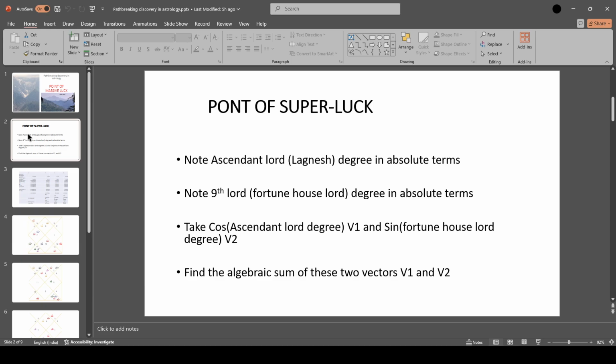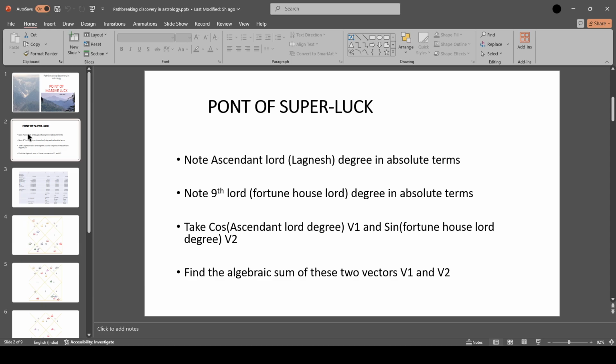For finding out the point of super luck, you have to note the ascendant lord degree. It's the Lagnesh degree in absolute terms. For example, your Lagnesh is 10 degree Gemini. It has completed two signs, Aries and Taurus, 30 degree, 30 degree, and now it is in 10 degree Gemini. So 30 plus 30 plus 10, it is 70 degree in absolute terms. Similarly, you can find the degree in absolute terms. Maximum is 360, minimum is 0. Similarly, note down the ninth lord degree in absolute terms.